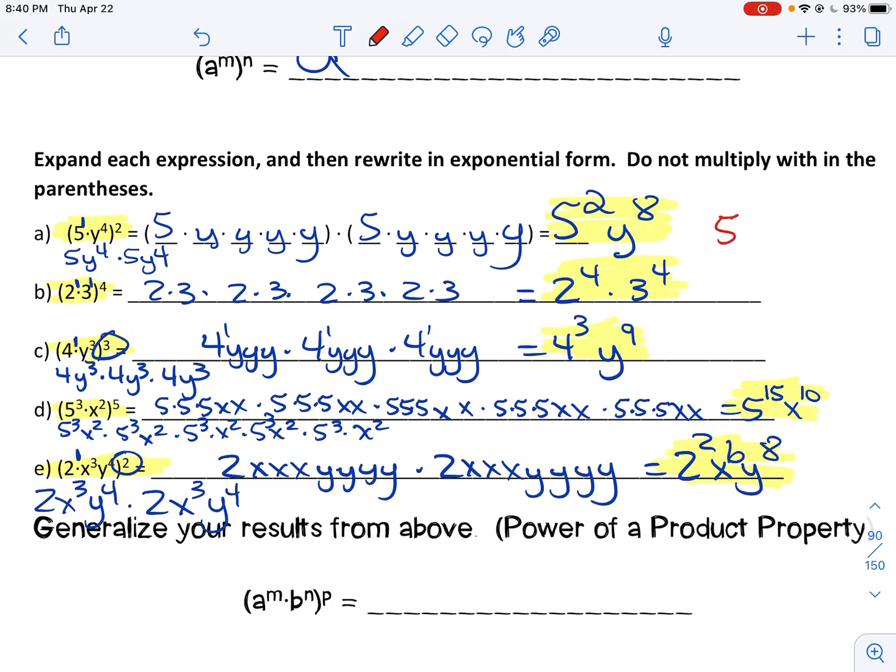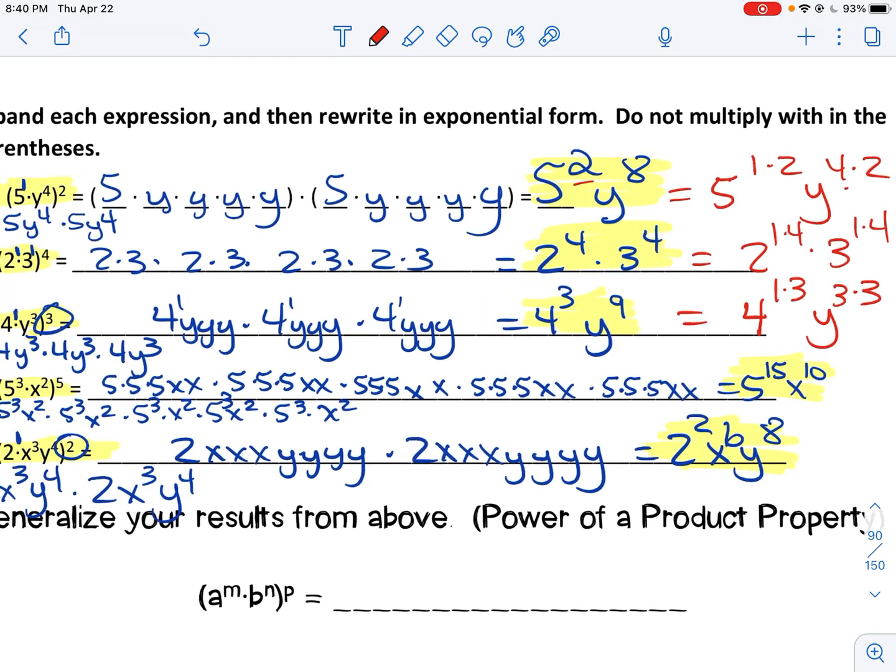I have 5 to the 1 times 2, and y to the 4 times 2. Well, 1 times 2 is 2, that's what I have there. 4 times 2 is 8. Yep, that equals each other. So these two are equal. This one has 4 to the 1 times 3, y to the 3 times 3. So the property shows it would work.